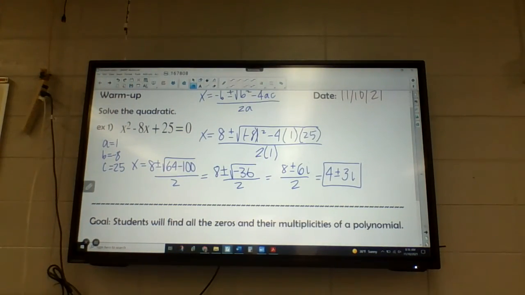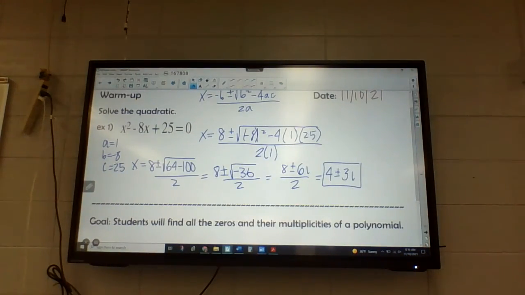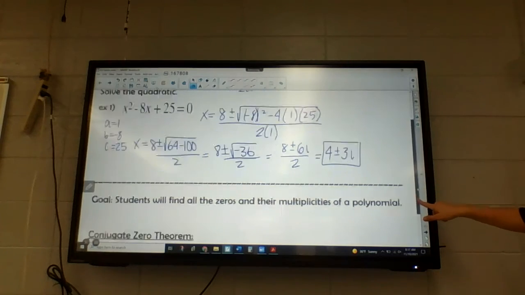We will come back to this warm-up question a little bit later in terms of talking about the zeros of the function, so hang on to that. We're going to talk about the conjugate. We had talked about conjugates before.